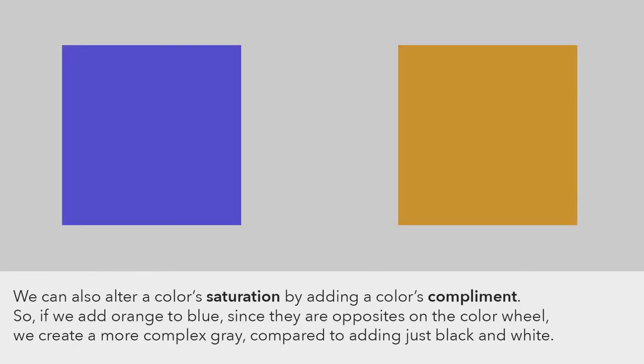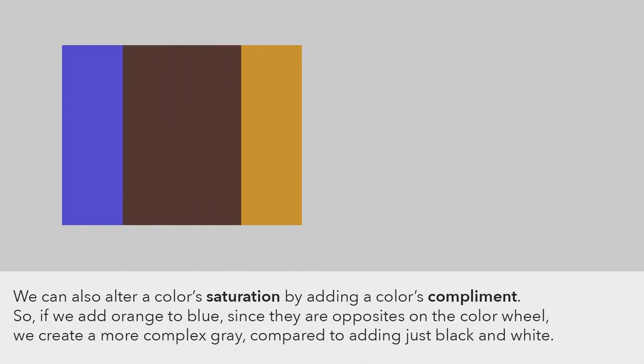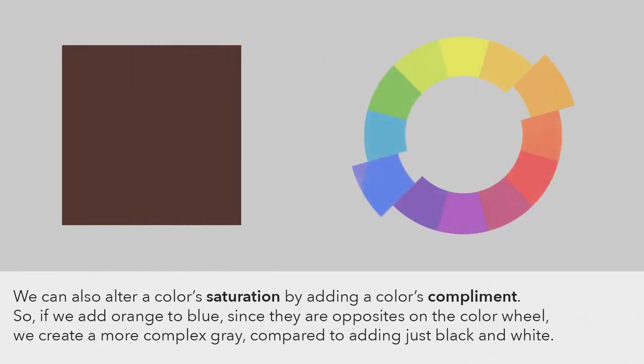We can also alter a color's saturation by adding a color's complement. So, if we add orange to blue, since they are opposites on the color wheel, we create a more complex gray compared to adding just black and white.